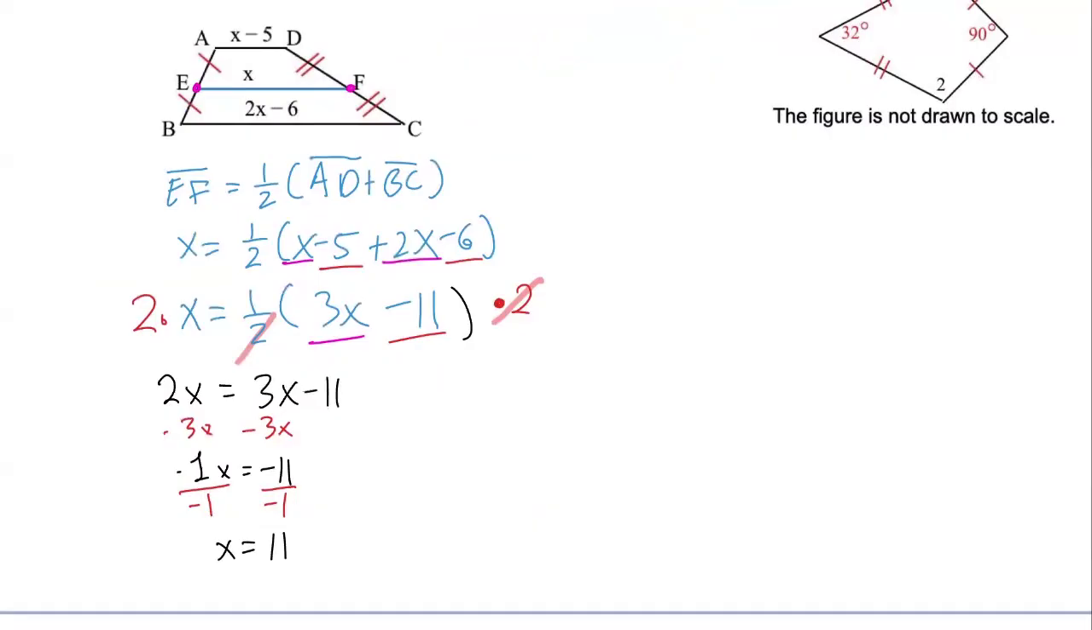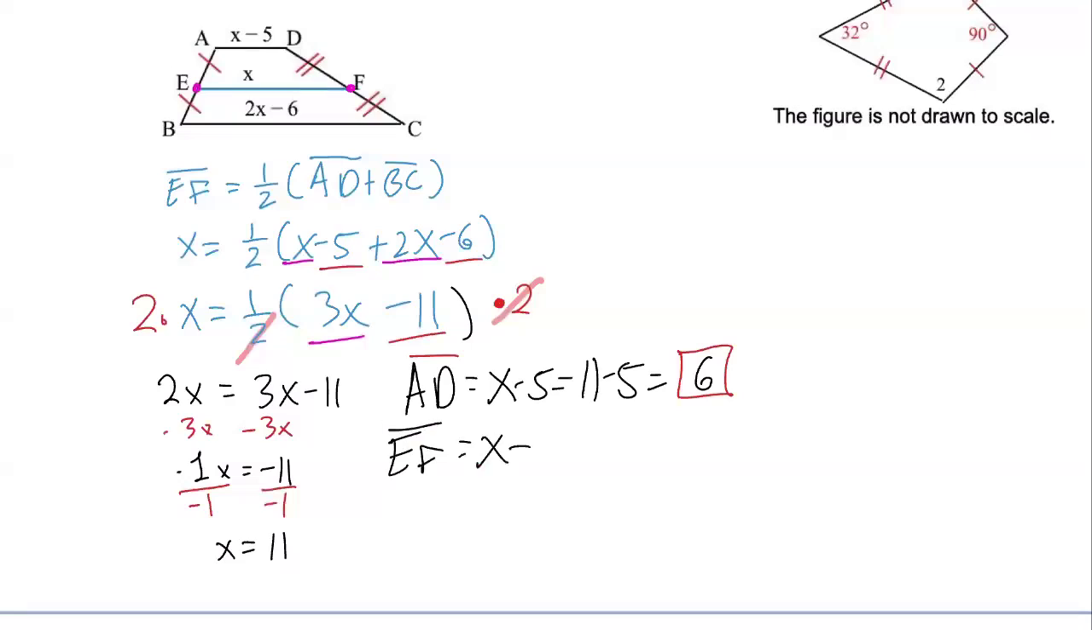Okay, now this one is specifically asking for the segment, so you have to plug it in. AD is x minus 5. We know x is 11, so 11 minus 5 is 6. So AD is 6. EF is x. X is 11.